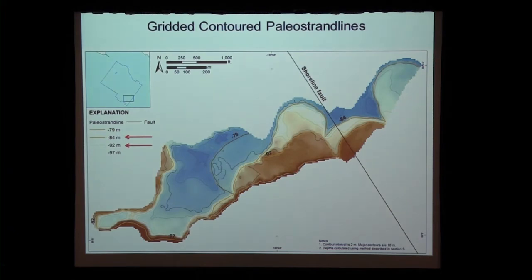There are actually 4 different shorelines that we were able to image in the data. This is a gridded contour of the strand lines, and we have one at 79 meters, another one at 84 meters, another one at 92 meters, and another one at 97 meters, and they're all shown here in these orange lines. Now, the ones that we used that crossed the Shoreline fault are the 84 meter and the 92 meter deep shoreline angles, and that's right in through here. Here's the 84, and here is the 92 right in there.